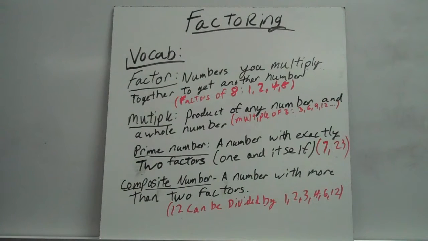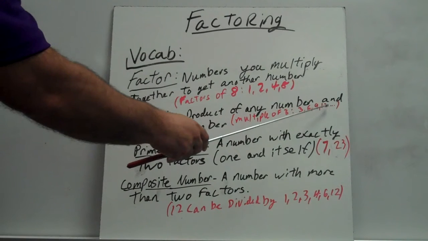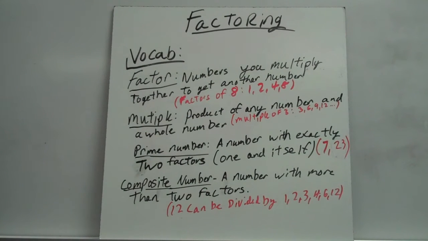A multiple is a product of any number and a whole number. So I have listed here the multiples of 3, which are 3, 6, 9, 12, and that would keep going. It's kind of like skip counting.